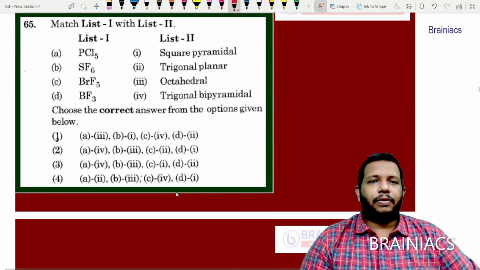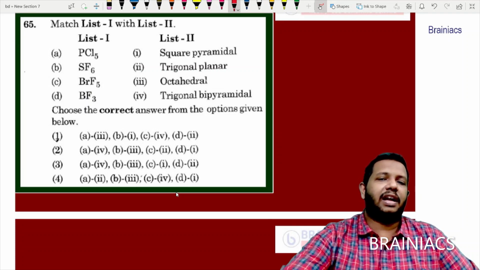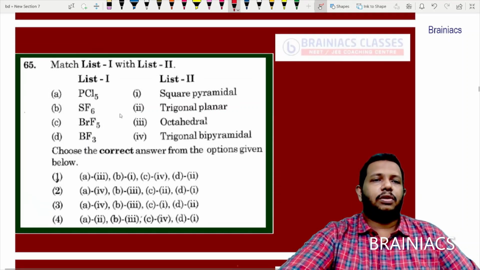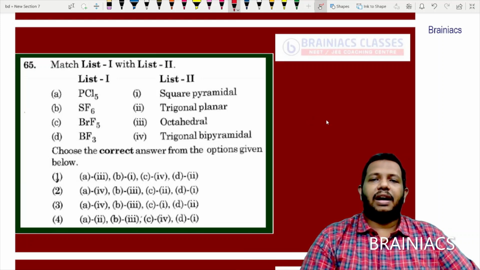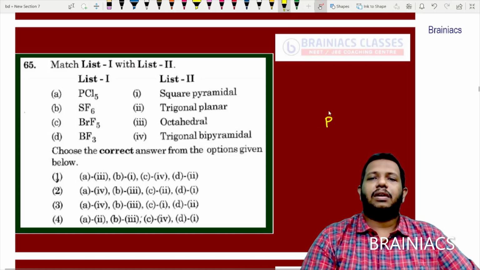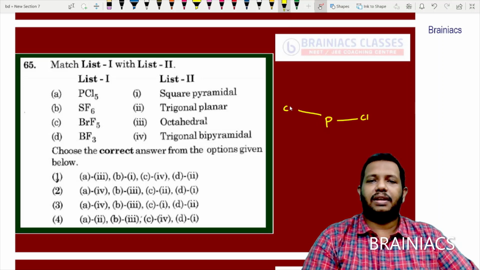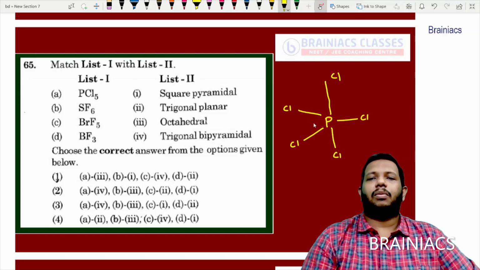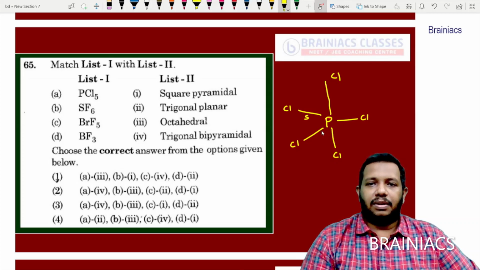So the next question is from the chapter chemical bonding. You are given different structures and they are asking you what is the shape of it. The first one is PCl5. For PCl5, we know we have a phosphorus atom, group 5, and chlorine atoms present like this, Cl, and Cl, and you have two chlorine atoms like this. Correct? So what is the hybridization?